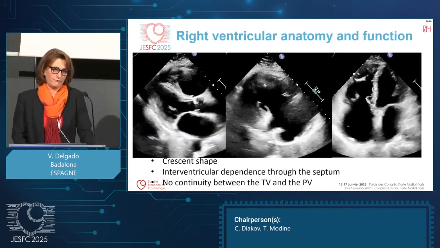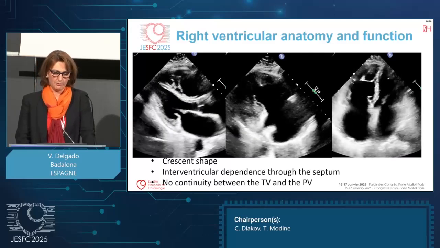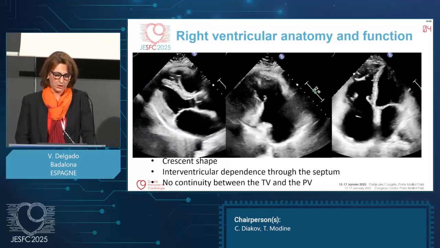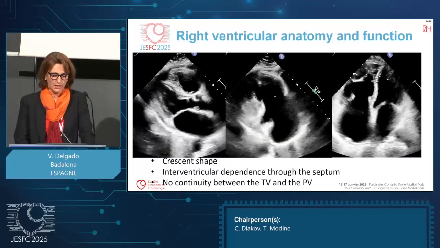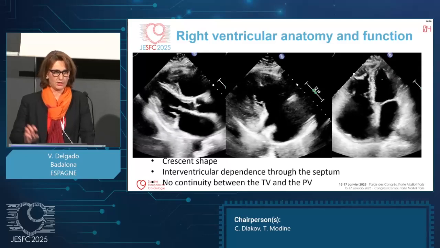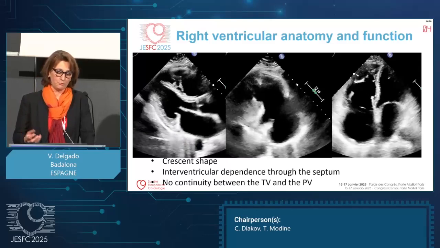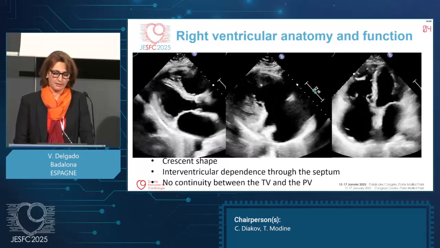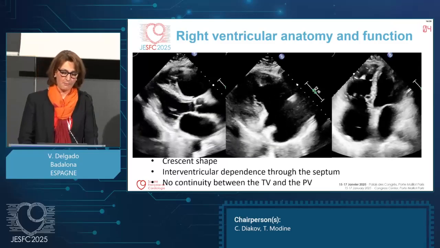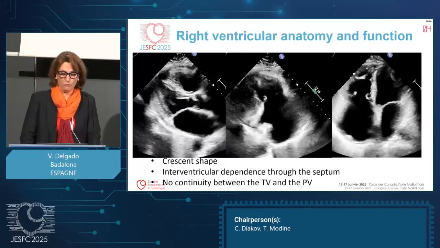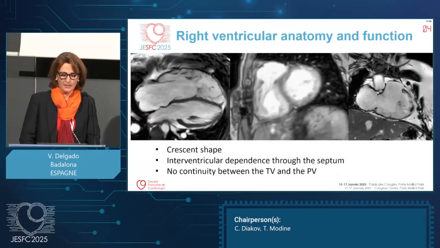Important to assess the right ventricular function, particularly if we are going to go for surgery. And remember that the right ventricle has a crescent shape with an interventricular dependence through the septum, and there is no continuity between the tricuspid valve and the pulmonic valve, so that makes the tricuspid transcatheter replacement more achievable or more feasible than the mitral valve, and probably more effective in terms of eliminating the tricuspid regurgitation.